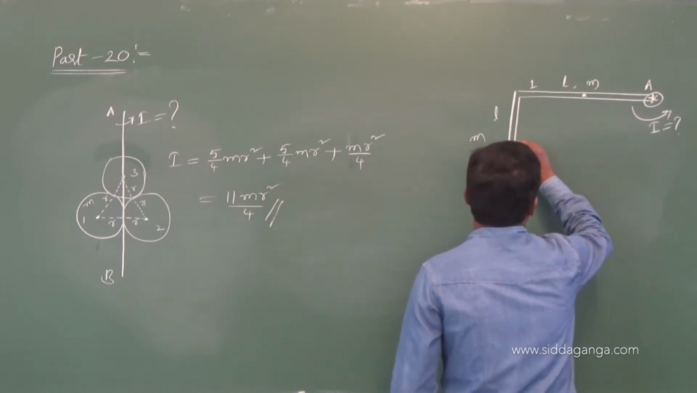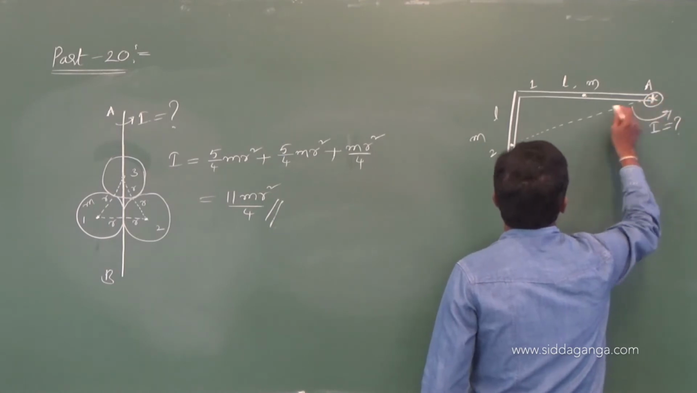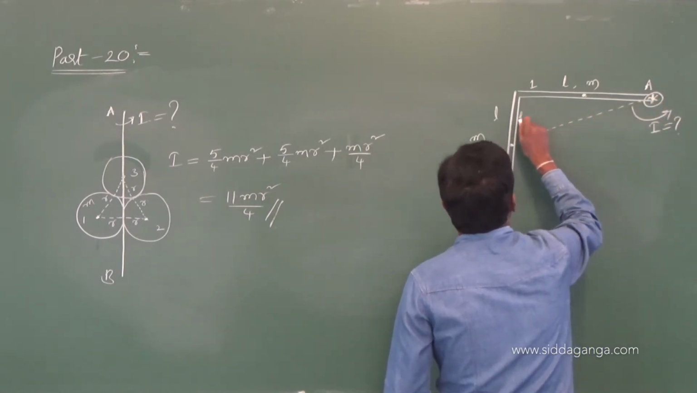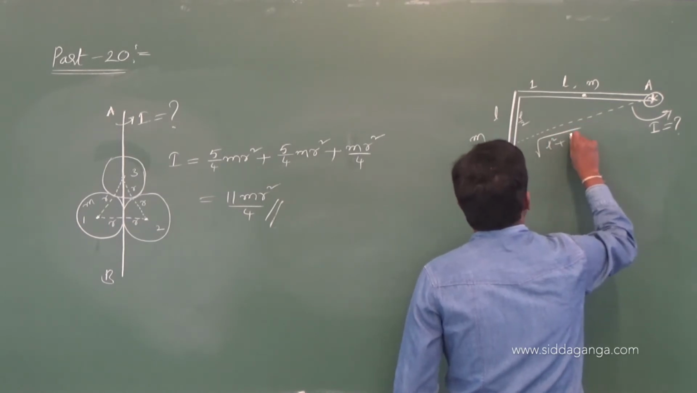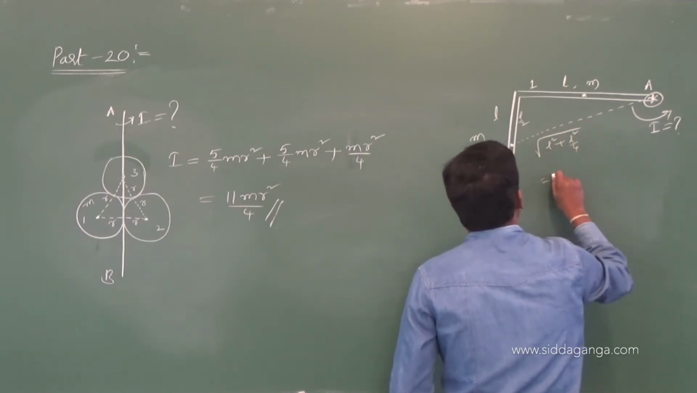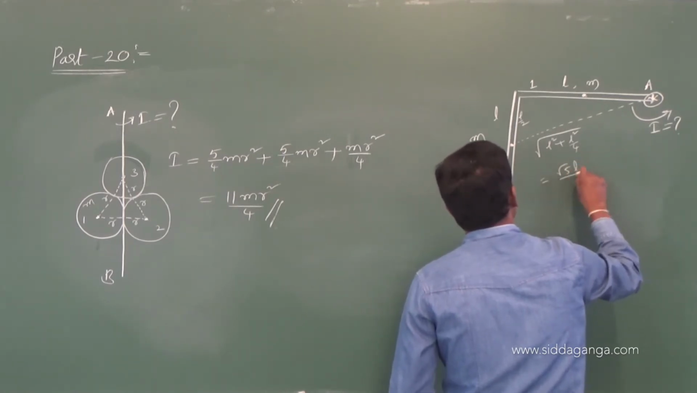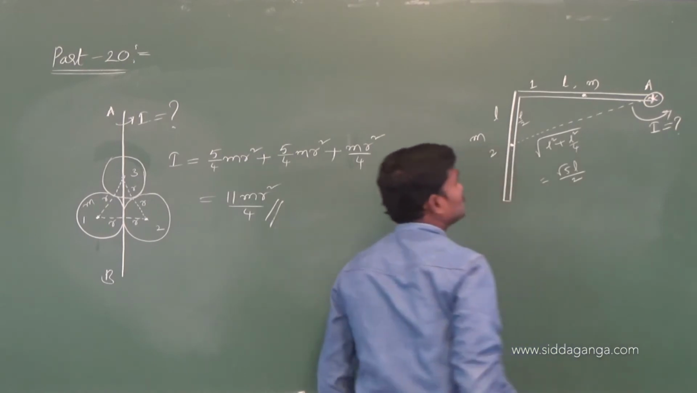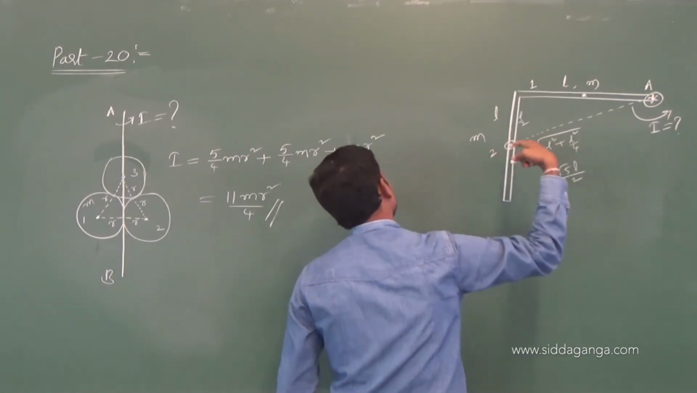And see this axis, how much is this distance? This is L by 2, and L, so root of L square plus L square by 4, which is 5 L square by 4. Root 5 L by 2 is the distance between the two axes. So, one axis passing through center perpendicular to the plane.